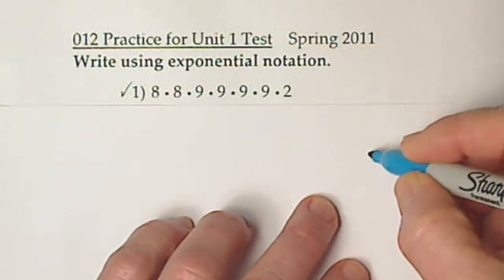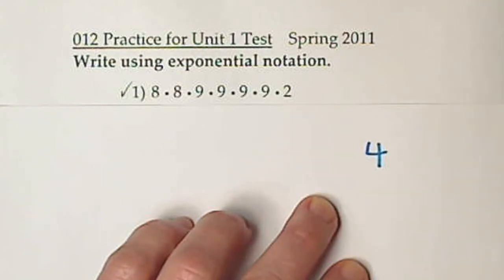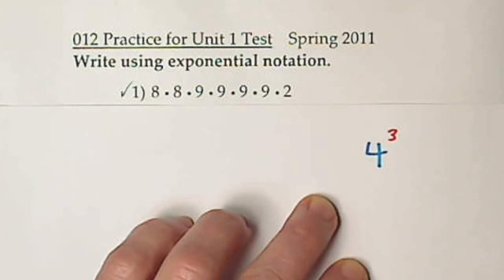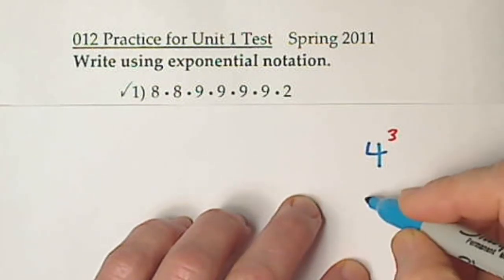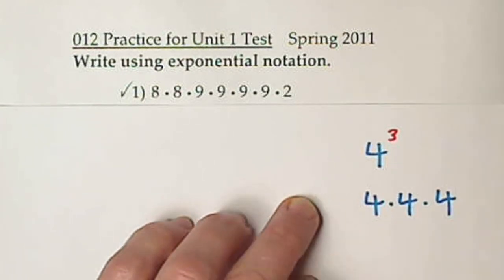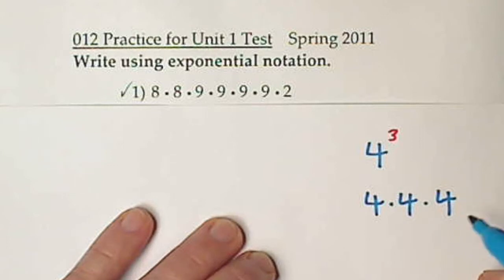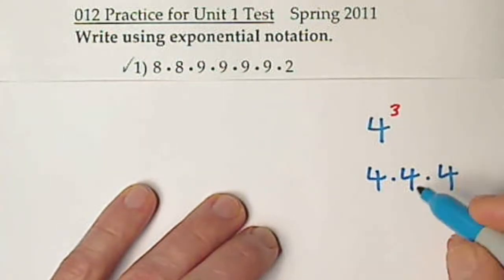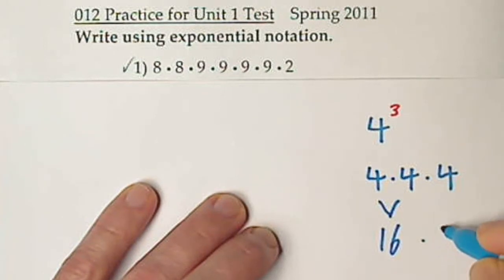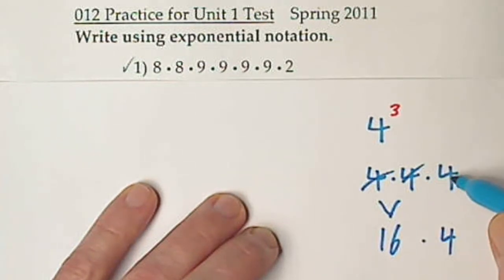For exponential notation, let's say you had the number 4 to the third power. What this means is that you have 4 times 4 times 4. And if they wanted us to solve this, we would multiply 4 times 4. That would give us 16. And then you would still have to use this one. And 4 times 16 would be 64. Okay, that would use them up.